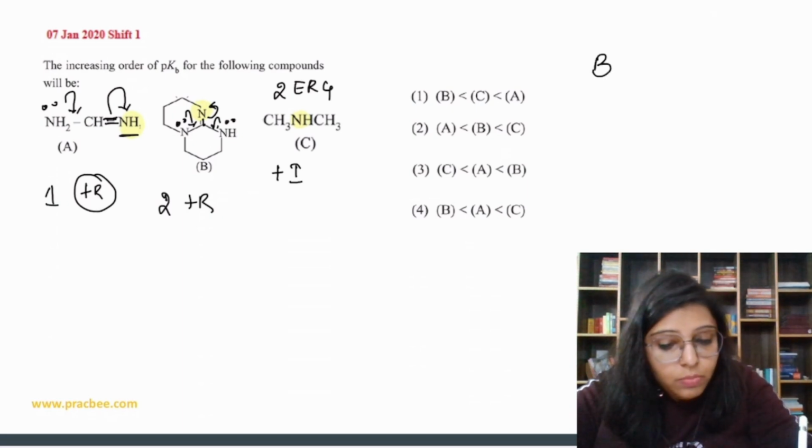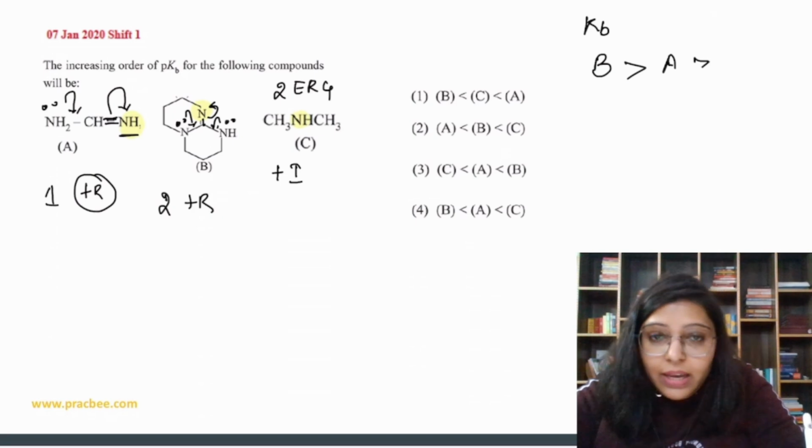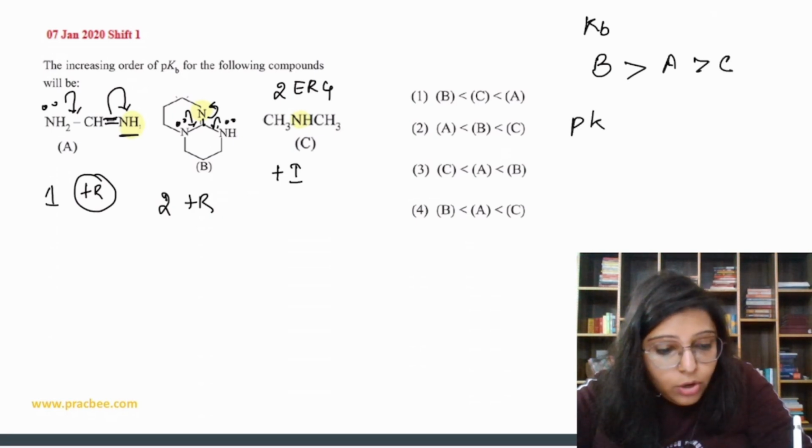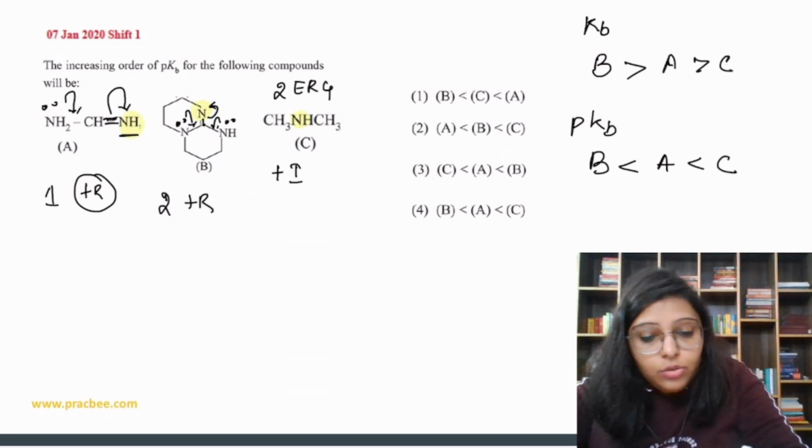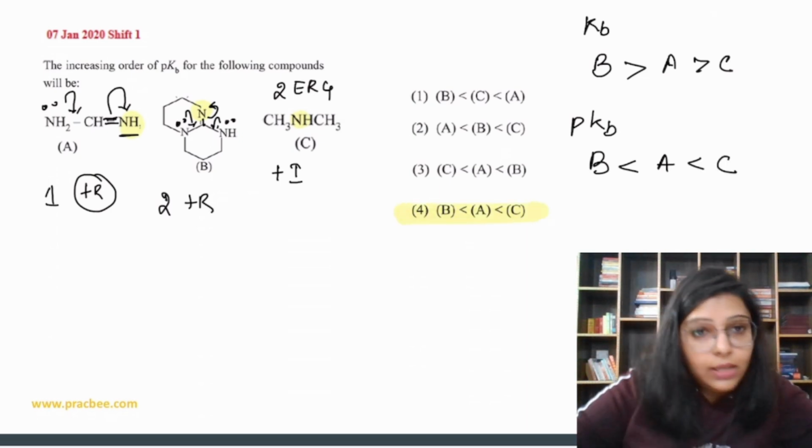So B is going to be the most basic, that's the order of Kb. Then we have A, and then we have C. Now the pKb order is going to be reversed. So this is B, A, and C. So option 4 is going to be the correct answer.